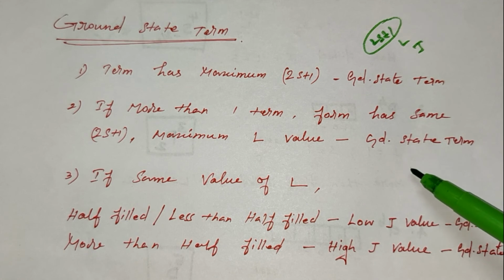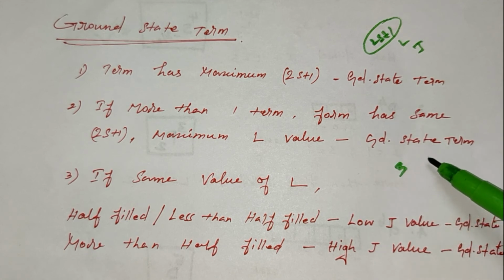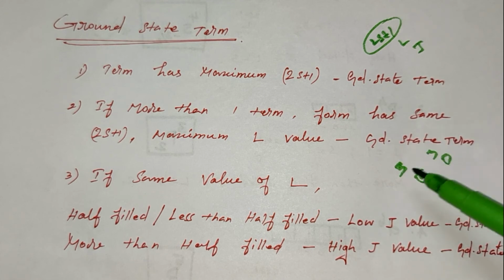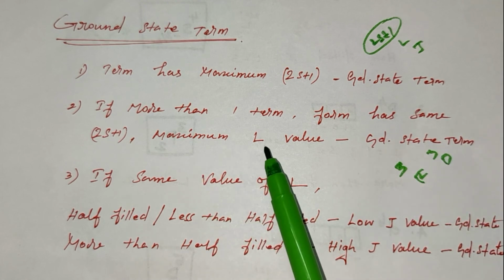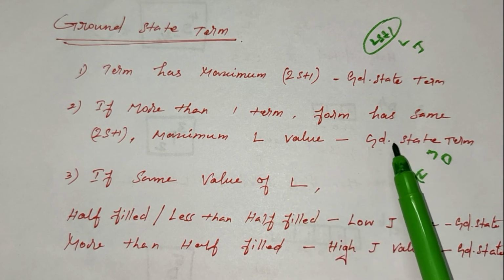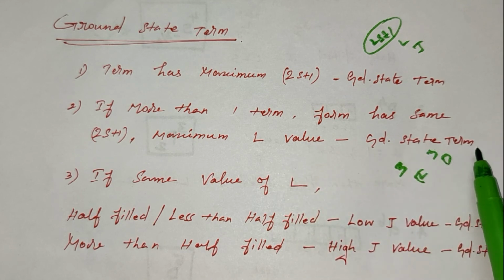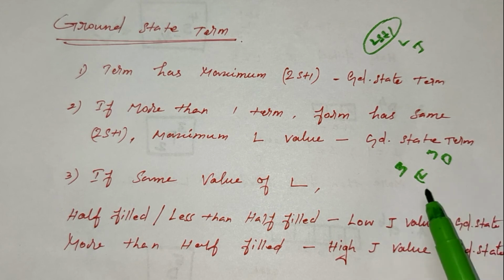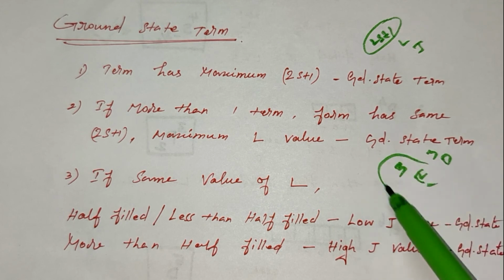Sometimes terms have the same 2S plus 1 value, for example 3F and 3D. In such cases, the maximum L value is the ground state term. The maximum L value is F. So this one is the ground state term. Okay.